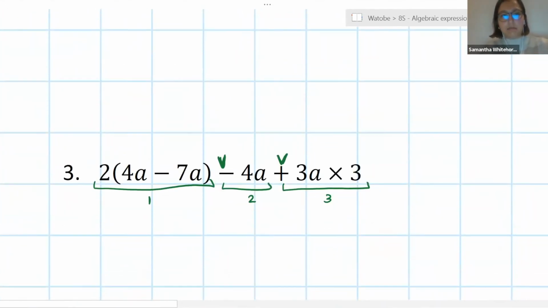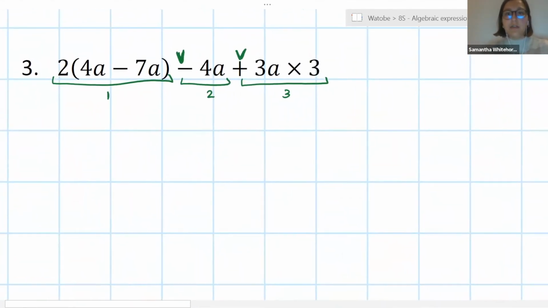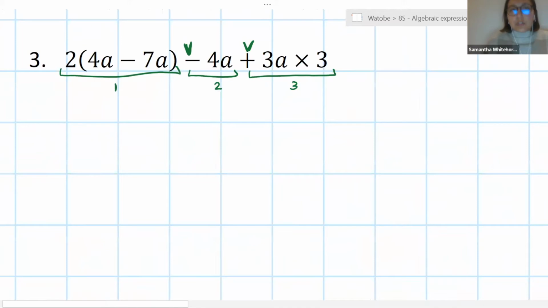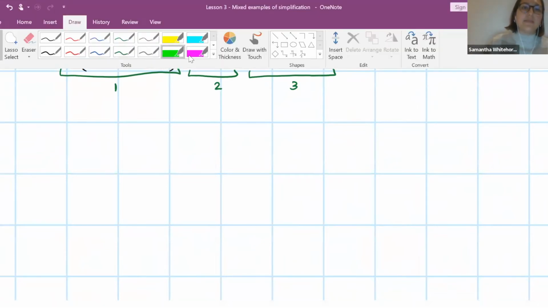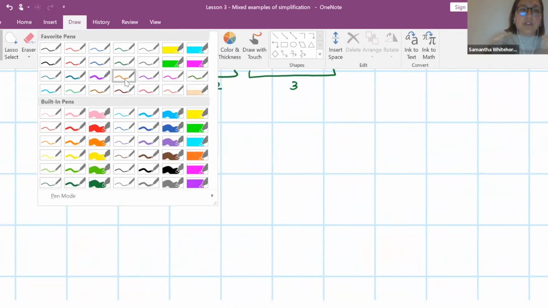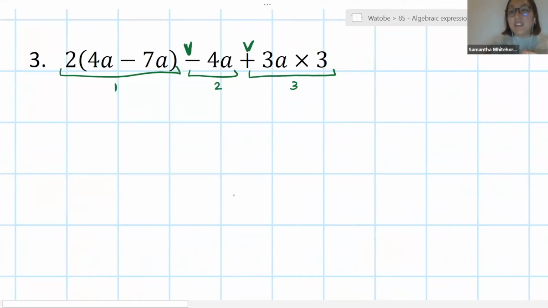Okay, guys, so let's go over to number 3. So we identified our terms. Now we need to simplify our terms. Now, there's actually 2 ways to simplify the first term. So I'm going to do it one way, and then I'm going to ask you if you maybe did it differently, and then we can see. So in the first term, we need to distribute. We need to multiply. So 2 times 4a is 8a, and 2 times -7a is -14a. Right, so that's that one done.